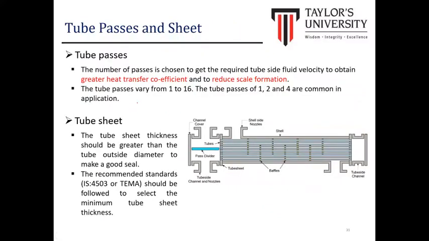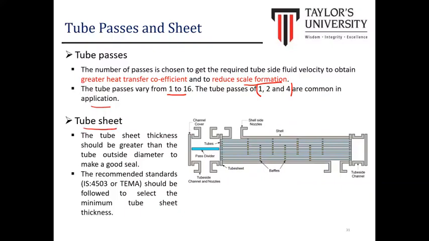The tube passes are chosen to get the required tube side fluid velocity, to obtain a greater heat transfer coefficient and to reduce scale formation. Scale formation is related to fouling in the tube. The tube passes vary from 1 to 16, and usually we apply 1, 2, and 4 for common applications.